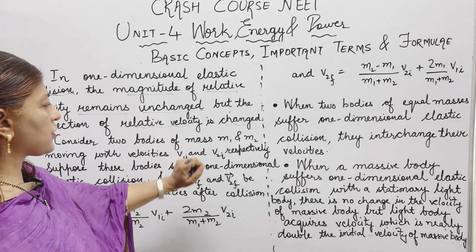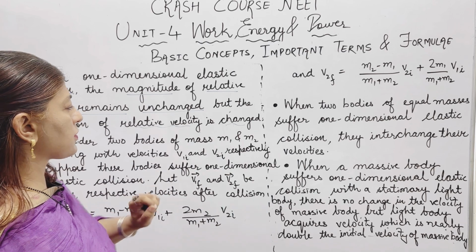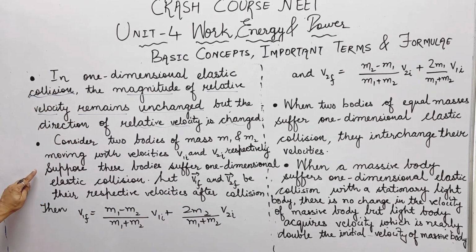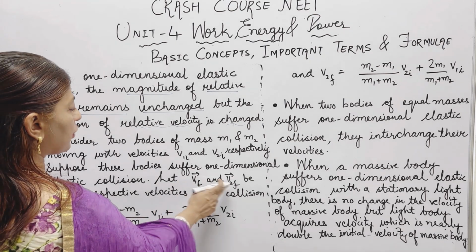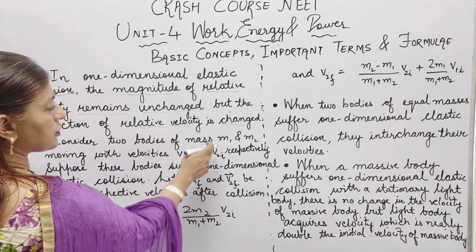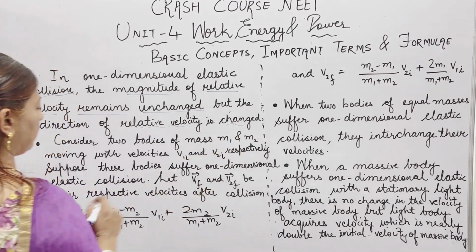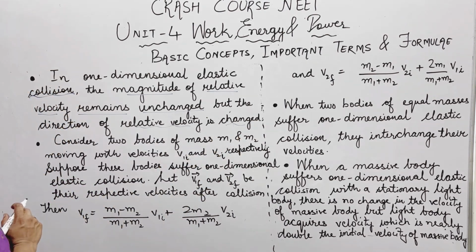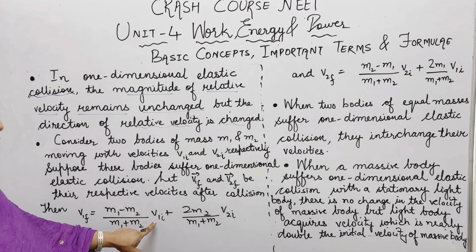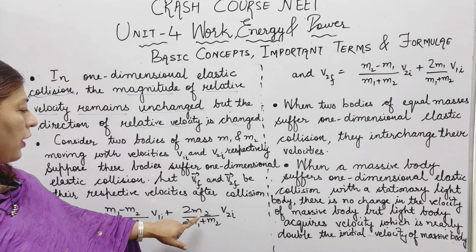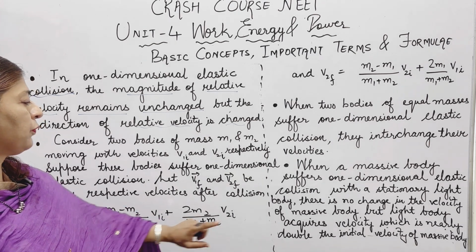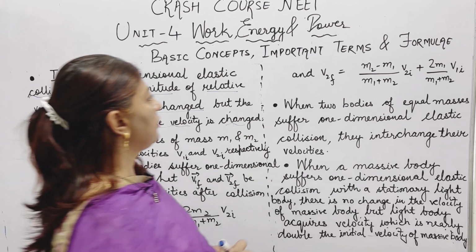The next point is about two masses m1 and m2 moving with velocities v1i, the initial velocity of mass 1, and v2i, the initial velocity of mass 2. Suppose these bodies suffer a one dimension elastic collision, then v1f and v2f are the final velocities of masses m1 and m2 after the collision. v1f is equal to (m1 minus m2) upon (m1 plus m2) into v1i, plus twice of m2 upon (m1 plus m2) into v2i.